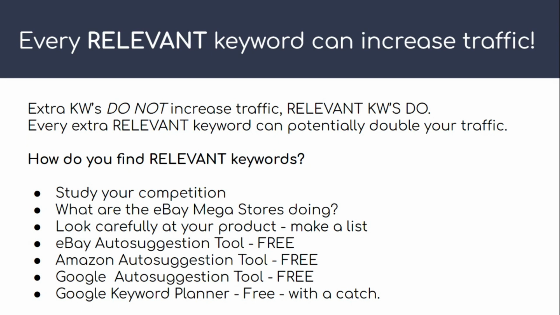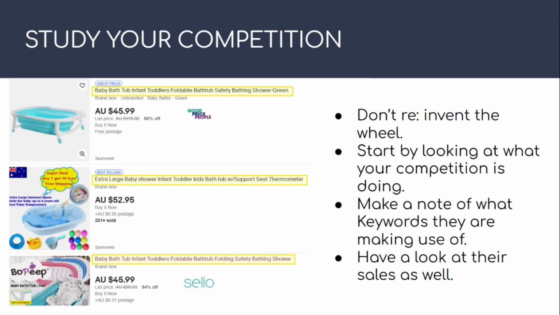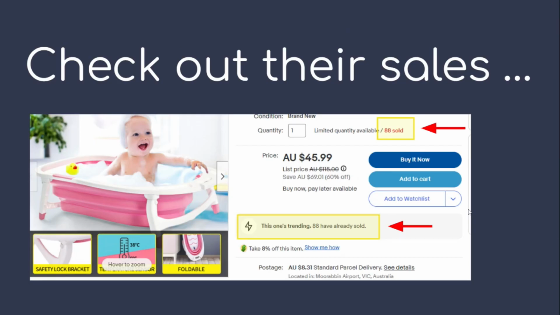Okay, so let's go through this list. So first we want to study our competition. So typing in baby bath, for instance, into eBay, it's going to come up with some of the best sellers on the top. So don't reinvent the wheel. Start by looking at what your competition is doing. Make note of what keywords they're making use of and have a look at their sales as well. So having a look at their sales here, you can see this one sold 88 and it's trending, so it's doing well.